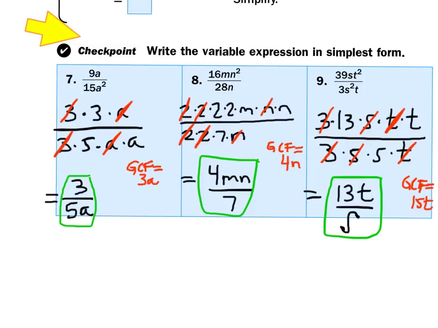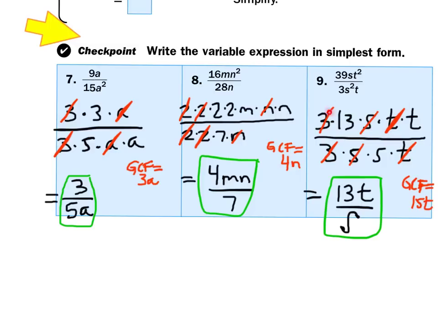Okay, take a look at number 9. 39st to the second power. So I wrote it as 3 times 13 times s times t, and then in the denominator it's 3s squared t. So I wrote that as 3 times s times s times t. And now after I write it out, I strike it out. So the 3's match, so I struck those out. The s's match, so I struck those out. And t's match, so I struck those out.